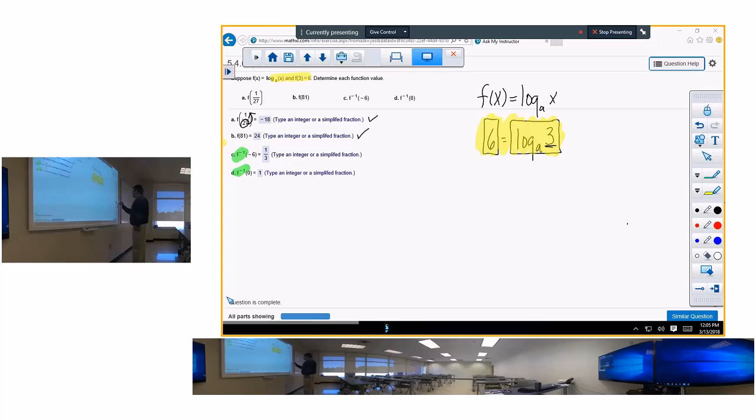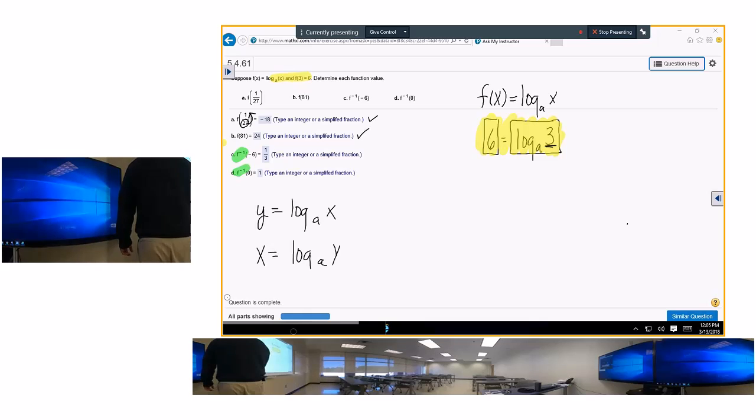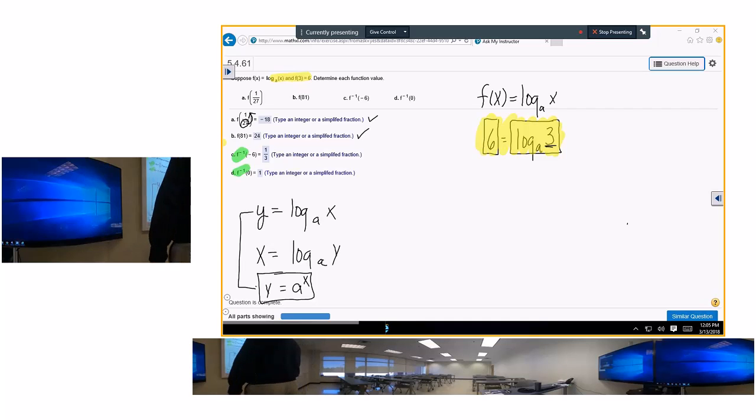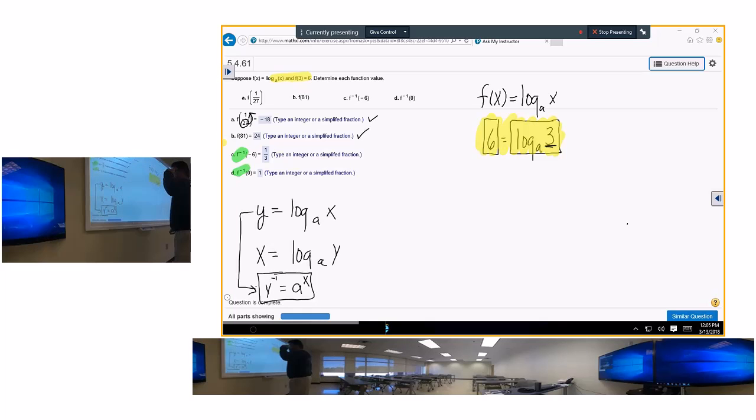The original function is f of x is equal to log base a of x, or y is equal to log base a of x. And I'm going to switch them: x is equal to log base a of y. So that comes out to be, by the definition of a logarithm, a to the x is equal to y. If you solve that, you get that. So this is the inverse of that. So y to the negative 1 is equal to a to the x.